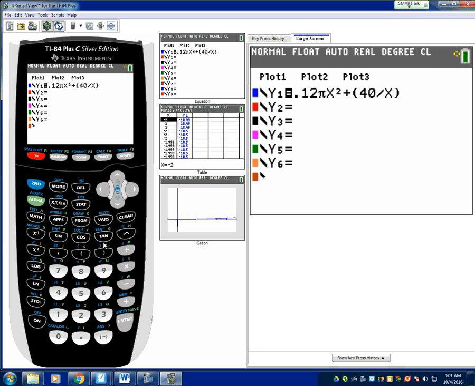Okay, go to y equals. Clear out anything that's in there. Make sure all your statistical plots are off. We're going to type in 20,000.